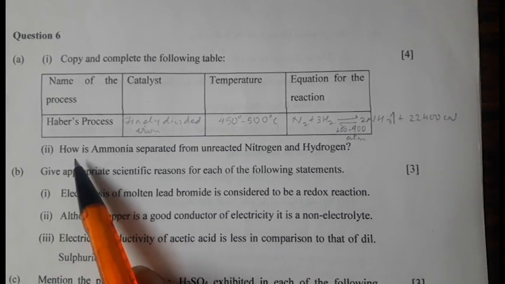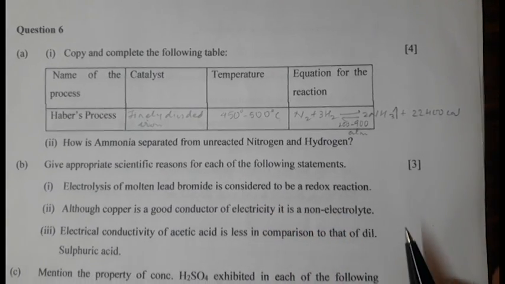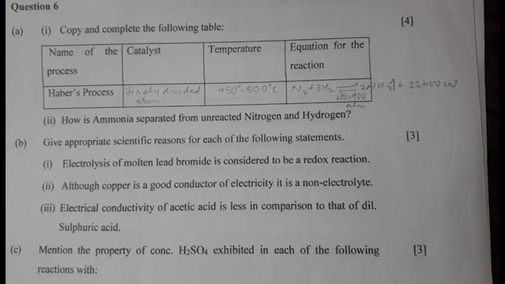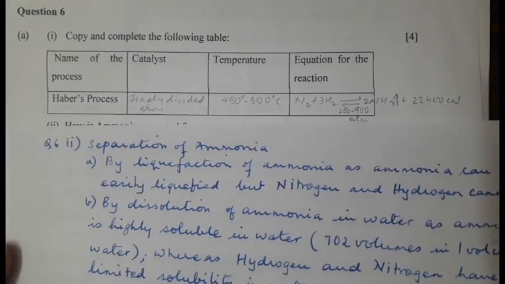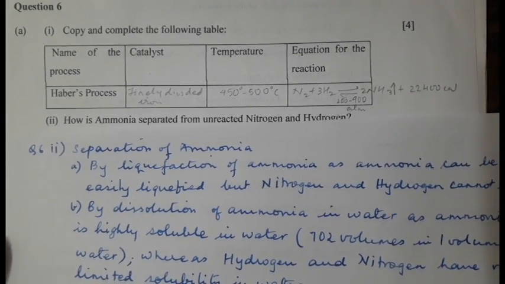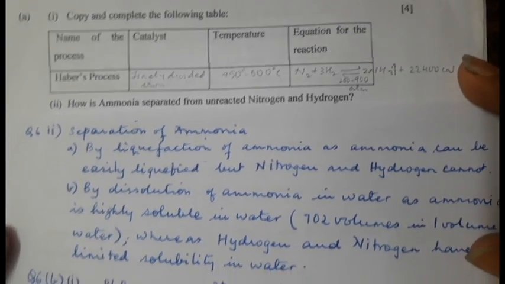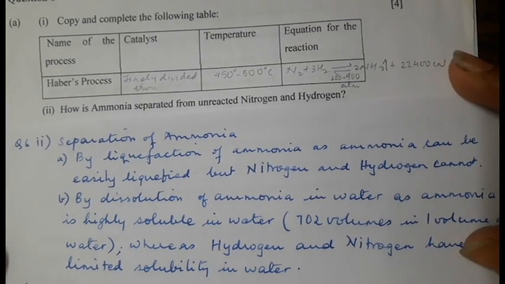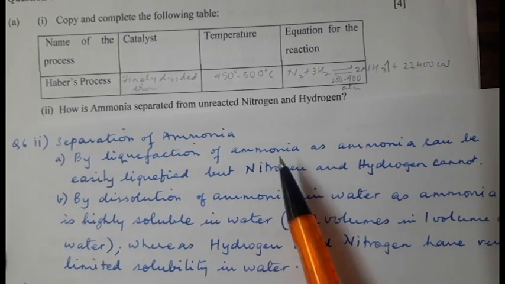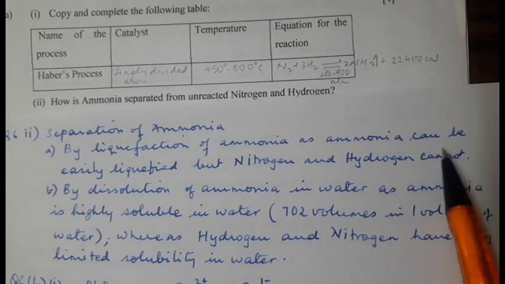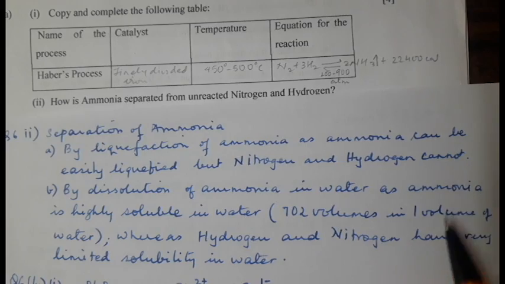The second subpart reads, how is ammonia separated from unreacted nitrogen and hydrogen? Now here again, I have the answers ready so that we can just discuss them fast, and we have the techniques. Now what are the techniques by which ammonia is separated from the unreacted nitrogen and hydrogen? It depends upon the properties of ammonia. Number one, liquefaction of ammonia, as ammonia is easily liquefied, but nitrogen and hydrogen cannot be easily liquefied.